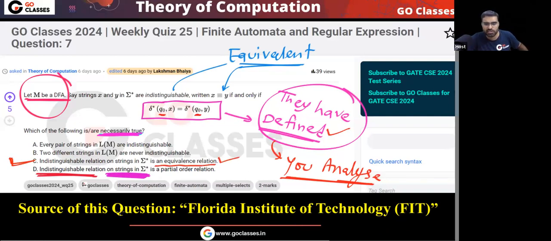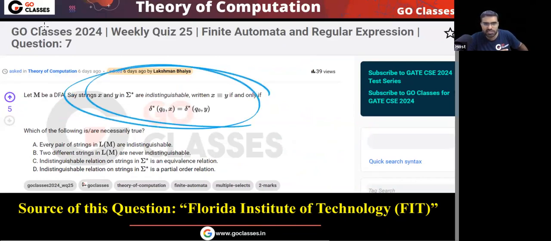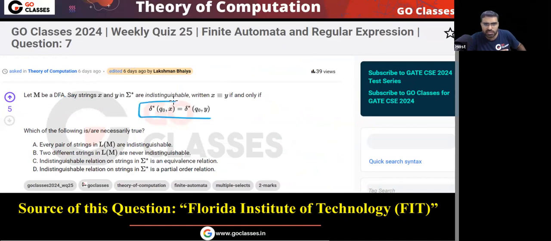Please tell me, did you understand this question? This is a very nice question, and it is a simple question, can I say? See, if you read this question, some DFA is given to you. M is a DFA. This definition is given to you. You need to understand this definition. Just understand what this means, and then you solve.